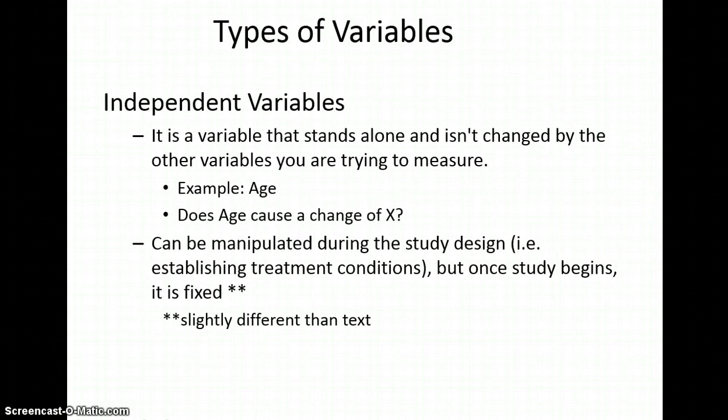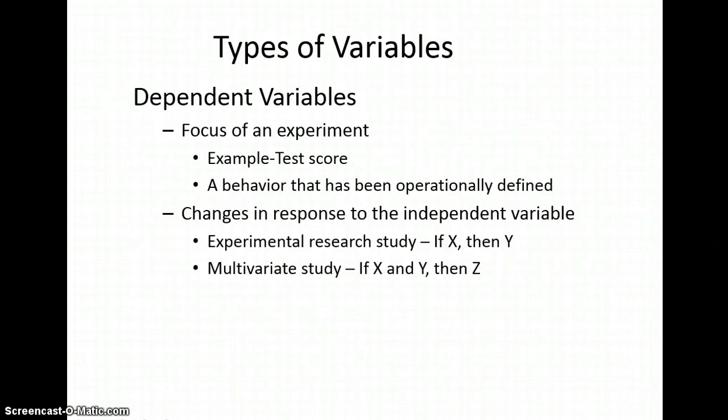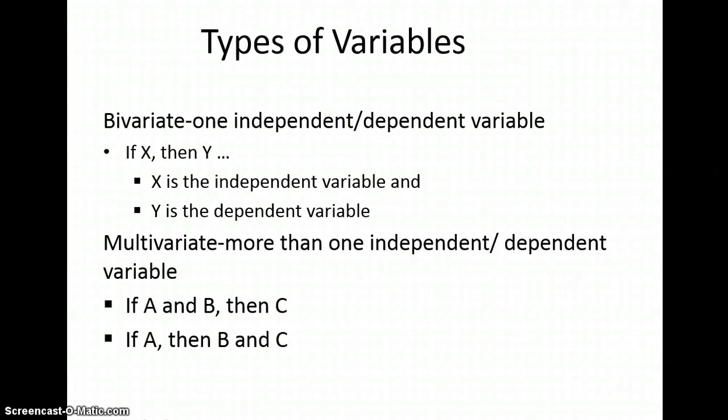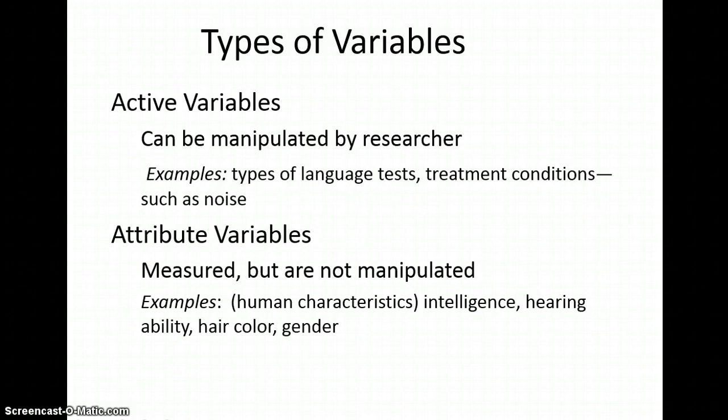Variables can be described as independent or dependent. The independent variables are the variables that will stand alone and aren't changed by the other variables you're trying to measure, while dependent variables are the focus of the experiment. Variables can be thought of as bivariate, with only one independent and dependent variable, or multivariate. Variables can be described as active or attribute variables.